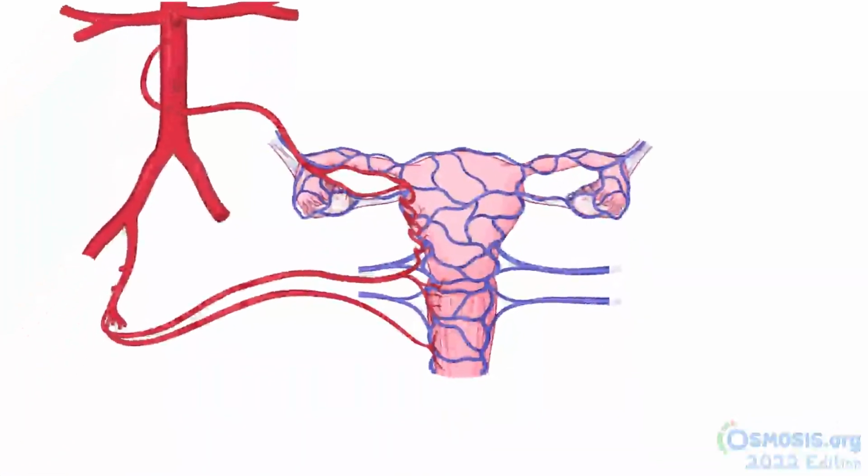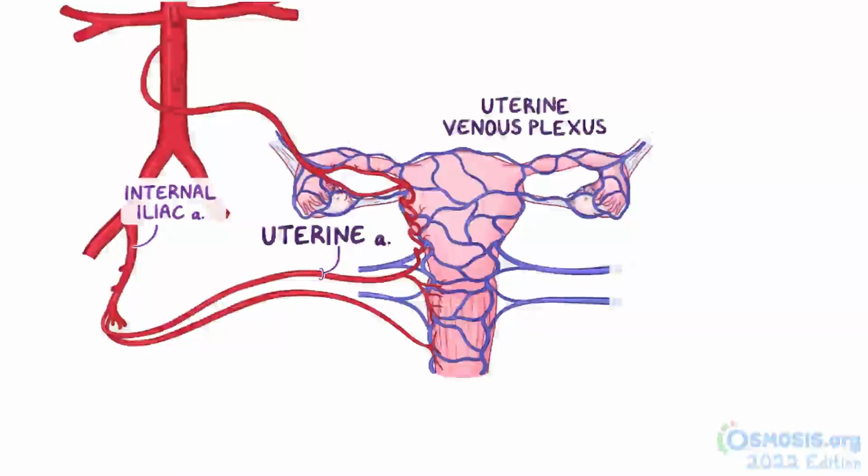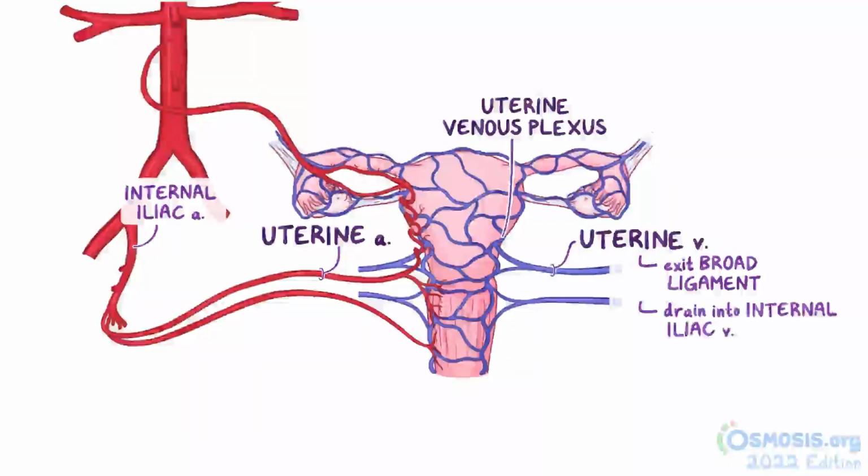And just a quick note, the arterial blood supply of the uterus comes mainly from the uterine arteries, which arise from the internal iliac arteries. Deoxygenated blood from the uterus drains into the uterine venous plexus, which lies between the two layers of the broad ligament. The plexus drains into the uterine veins, which exit the broad ligament on each side and drain into the internal iliac veins.